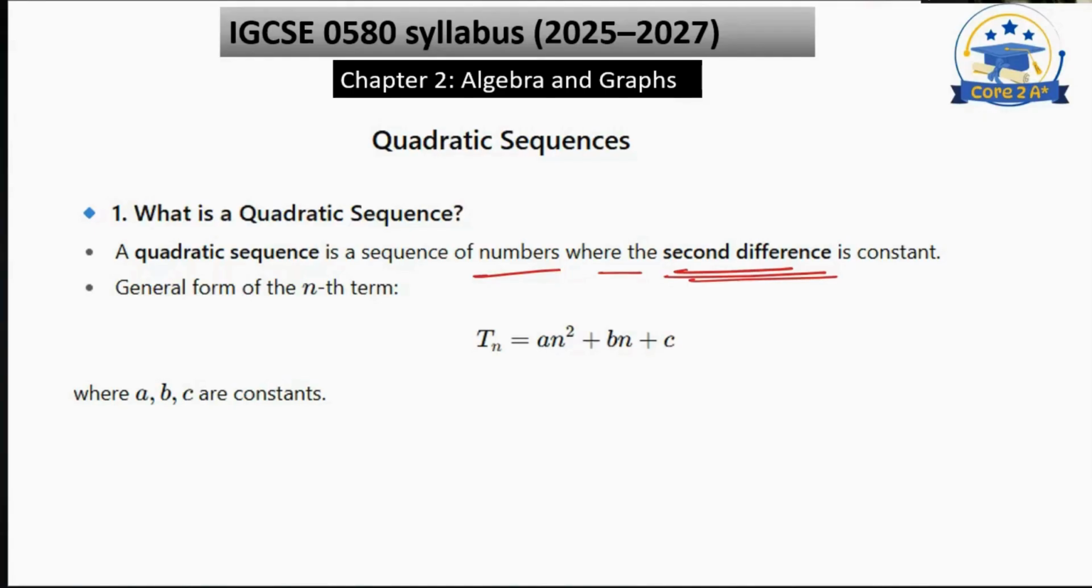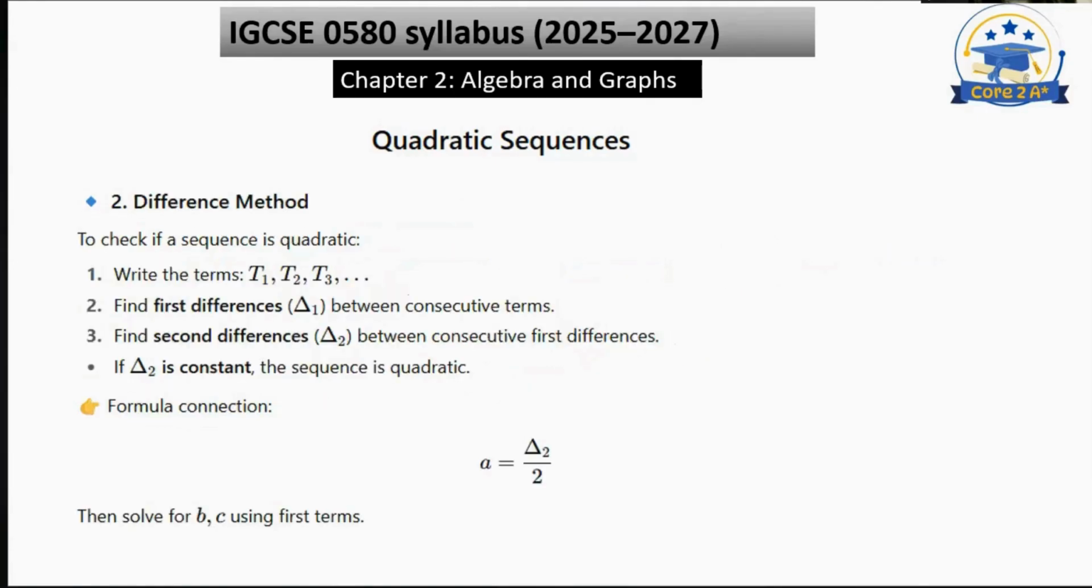But first you should know about the nth term. What is the nth term? Tn. In some books you may see it as an equals an square plus bn plus c. This is the general form of the nth term, where a, b, c are constants and n is your variable.